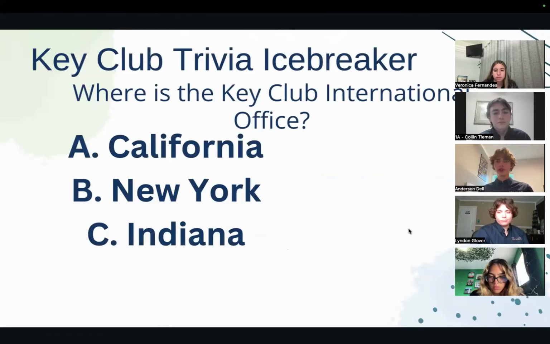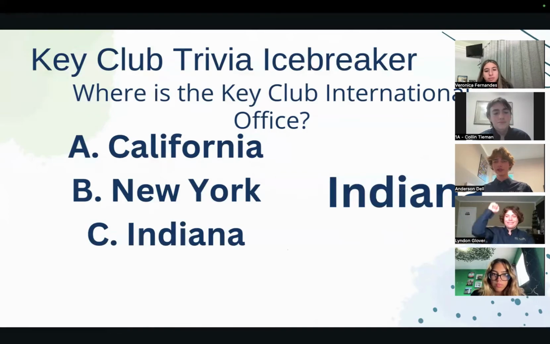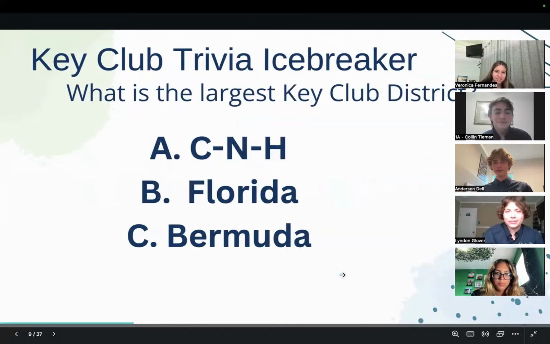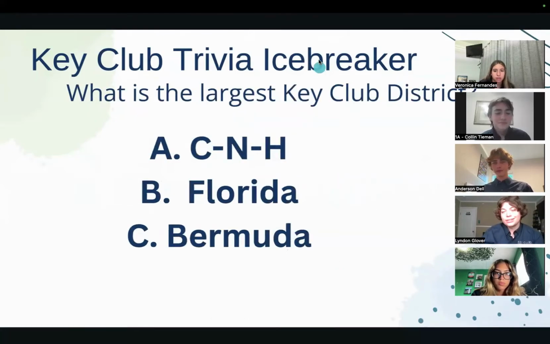So the Key Club International office, if Veronica, if you'd like to click it, was in Indiana. CNH is the California, Nevada, Hawaii district. I just didn't write California, Nevada, Hawaii because it took up the whole page.